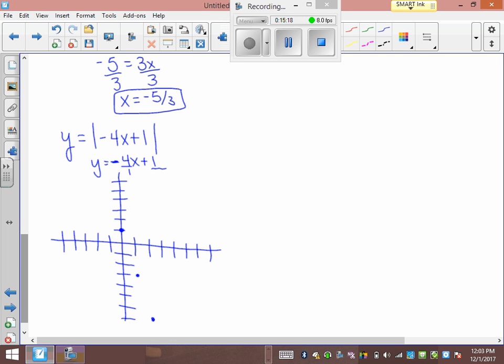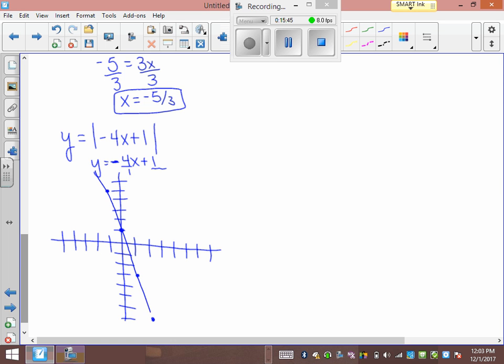Or I could go completely opposite. Now, why could I go completely opposite? Because I can move the negative down to the 1 and make the 4 positive. So that's why you can go completely opposite. So instead of down 4, right 1, because it's a positive 1, I could go up 4, 1, 2, 3, 4, left 1. And it actually lands on the same line.